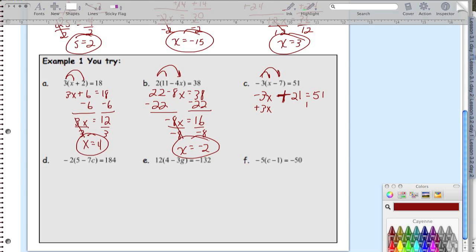Oh, I'm sorry. That's not right. I'm going to get rid of this 21. I want to subtract 21 on both sides. My mistake. When I subtract those, the negative 3x comes down. 51 minus 21 is 30. These are being multiplied, so I do the inverse and I divide. X equals negative 10. Okay, I'm going to bypass these three and move on to the next page so we can practice some other ones.